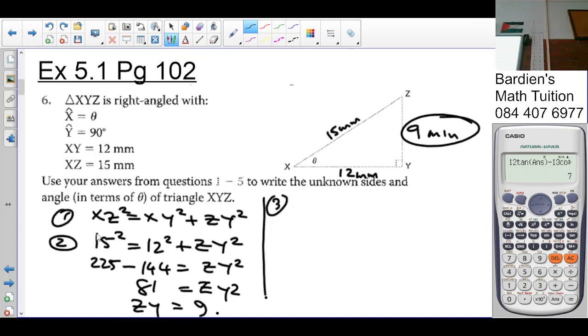What does question 3 ask? Question 3 says complete the statement about the sum of triangles. So do that for me quickly. Okay, so what do we get? Angle X plus angle Y plus angle Z equal to 180. Next.